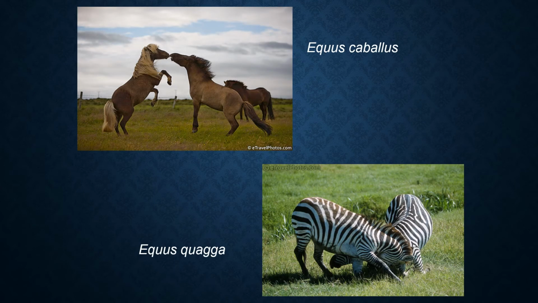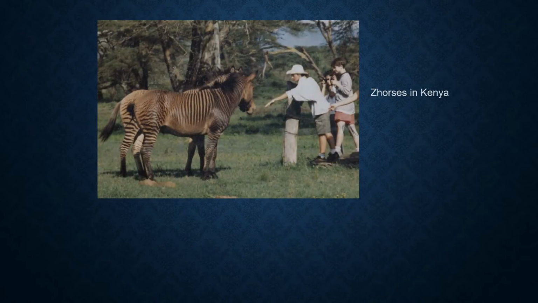If we look at an example, we have Equus caballus and Equus quagga, which are essentially your kind of common horse and zebras, right? So they both belong to the same genus, and they are so closely related that even in some instances out in nature, when we do have two species that are very closely related, we get things like zorses, right?